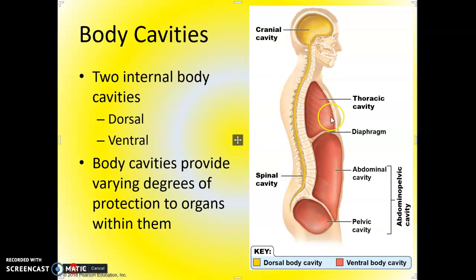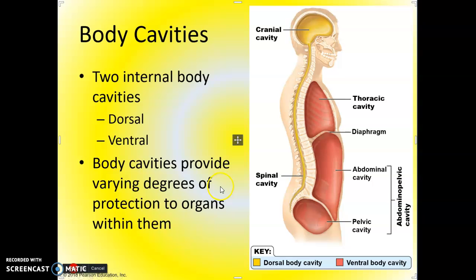And then we have the ventral cavity, which is basically the thoracic cavity with your heart and lungs, separated by the diaphragm and then moving down into the abdominal cavity. It's called the abdominopelvic cavity. This image is a little bit confusing because it has this flesh tone line through there, but really this is all one interconnected space. This is all the ventral body cavity as opposed to the dorsal body cavity there.